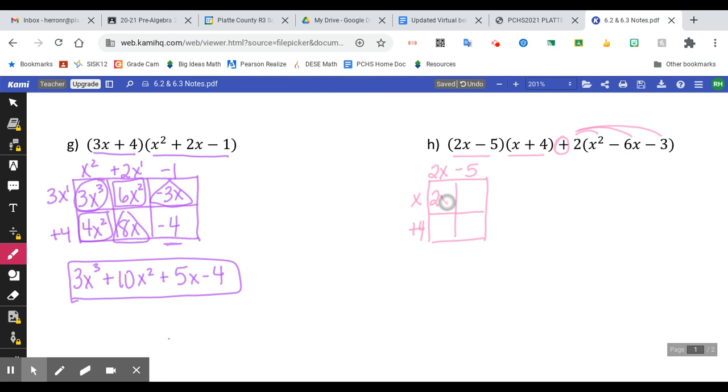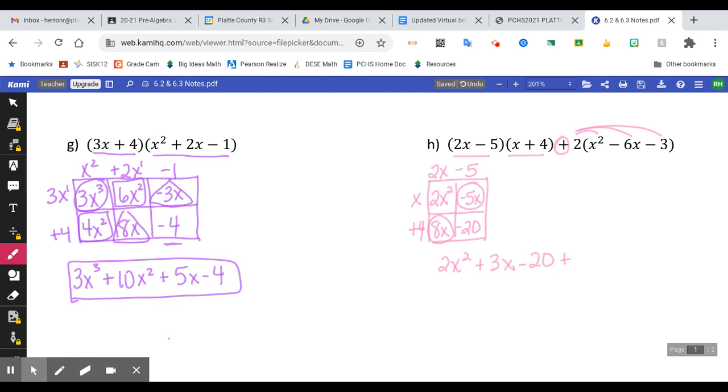2x times x is 2x squared. X times negative 5 is negative 5x. 2x times 4 is 8x. And I've got negative 20 for my last box. Okay, I'll write that out. 2x squared. 8x minus 5x is 3x minus 20.